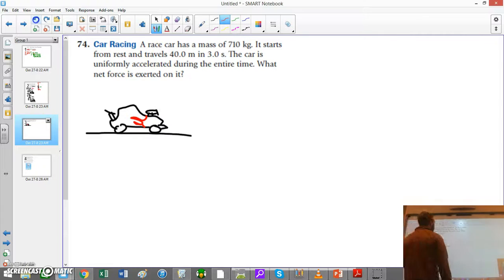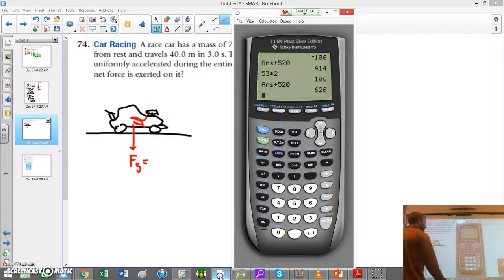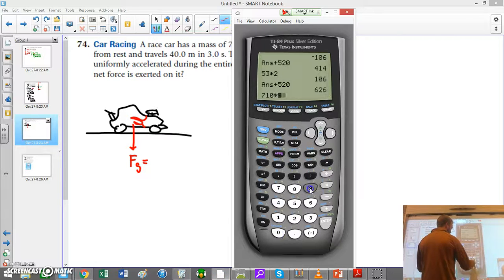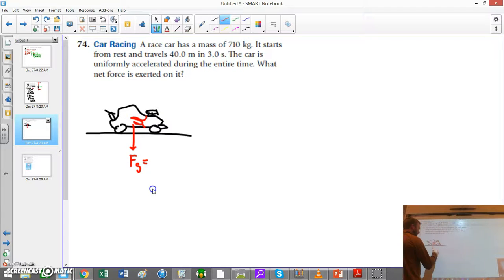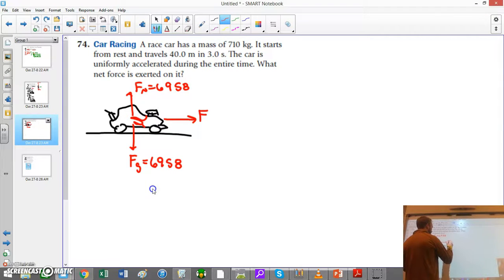It starts from rest, so if it's 710 kilograms, there's a force of gravity acting on this thing. 710 times 9.8, 6958. There's a normal force supporting it. It starts from rest and it's accelerating, so there's some force, we'll just call it the engine, accelerating it.